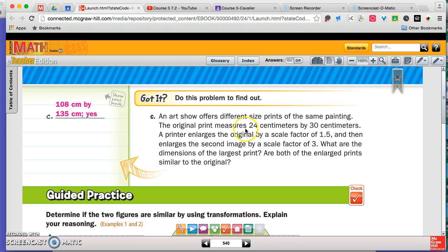Okay, so on 540, hopefully you got 108 by 135. It is similar because you're using the same scale factor for the painting.